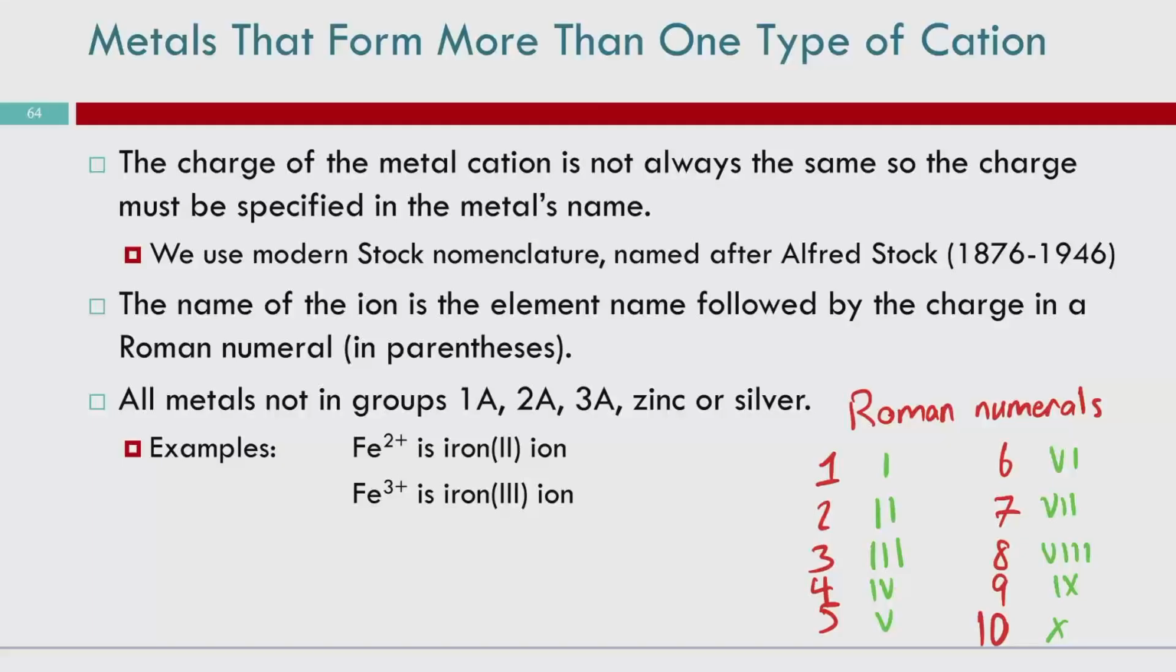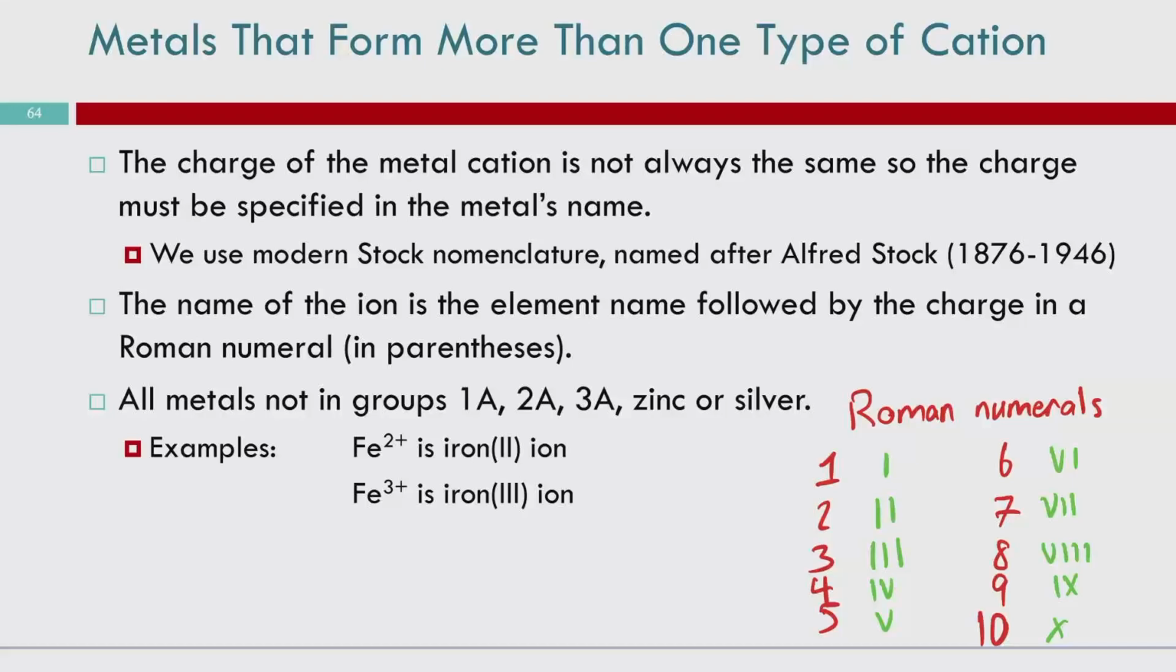There's also metals that can have multiple charges, and that's going to be most of the ones that are in the middle section of the periodic table, the transition metals. When we get out the laser pointer to point at that. Laser pointer.